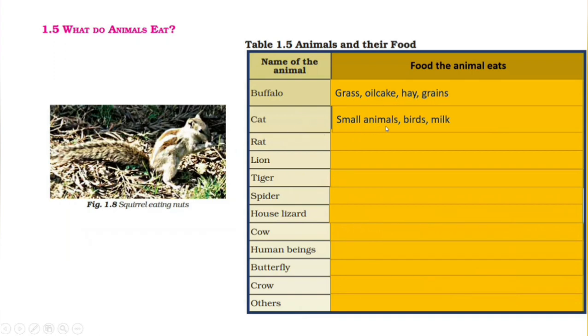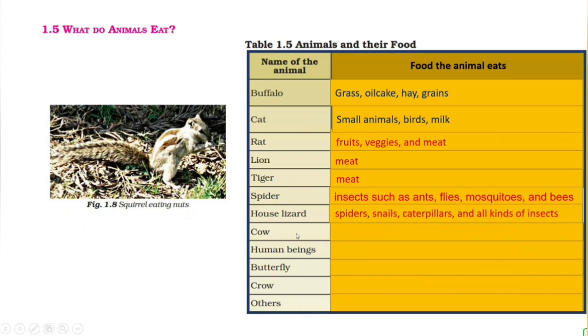Cat eats small animals, birds, milk. What does a rat eat? Rat eats fruits, veggies, meats. Lion eats meat. Tiger also eats meat. Spider, what does a spider eat? It eats insects such as ants, flies, mosquitoes and bees. A house lizard eats spiders, snails, caterpillars and all kinds of insects.